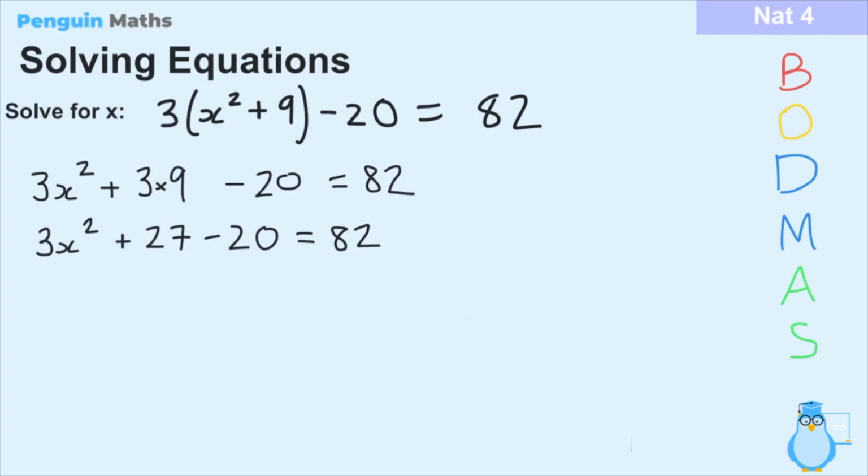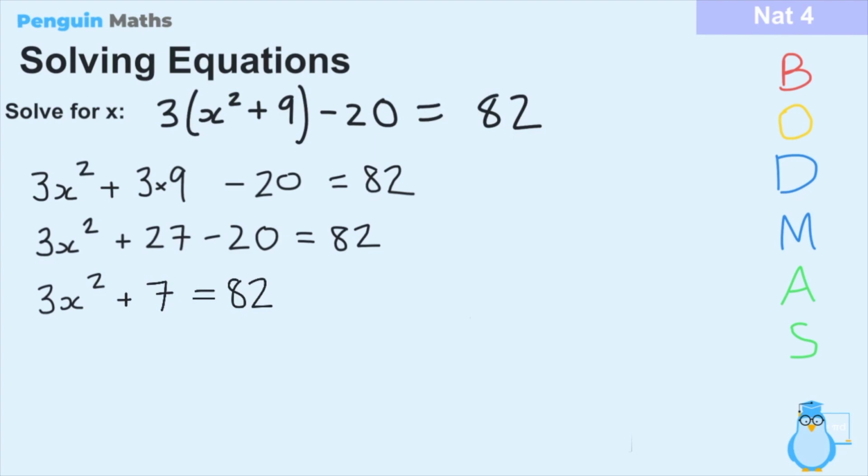Now the next thing that we have to consider is addition and subtraction, and we want to focus on bringing all the numbers over to the right hand side. So what we have here on the left hand side is 3x squared, and then we have 27 minus 20, which we can do now. So 27 take away 20 gives us 7, and all of that is equal to 82.